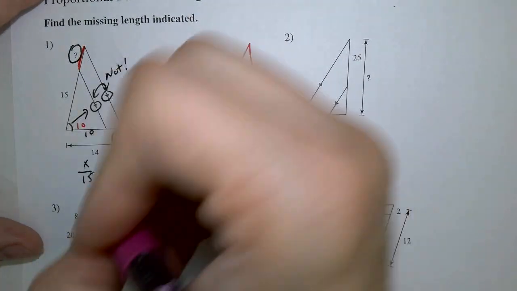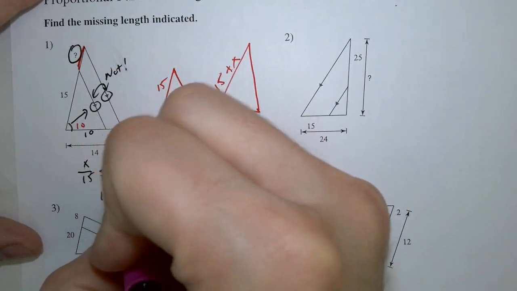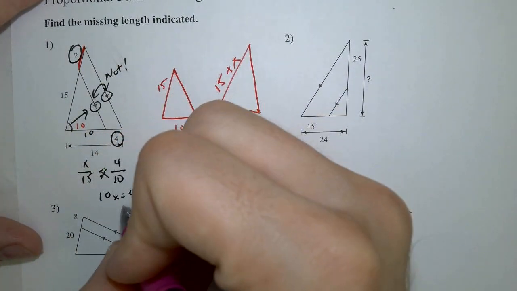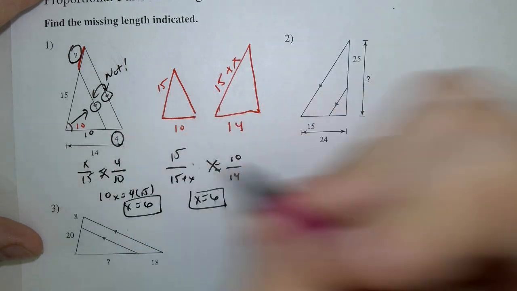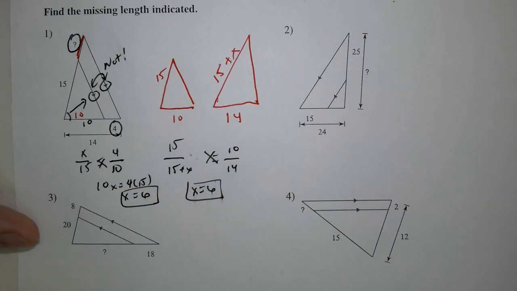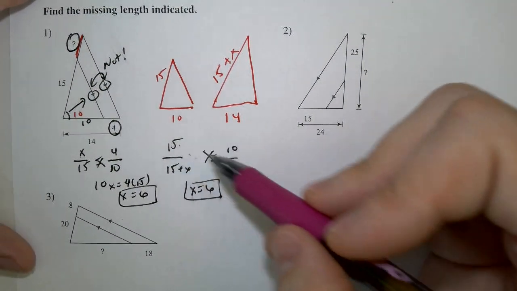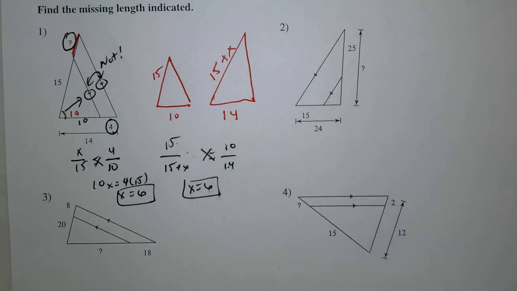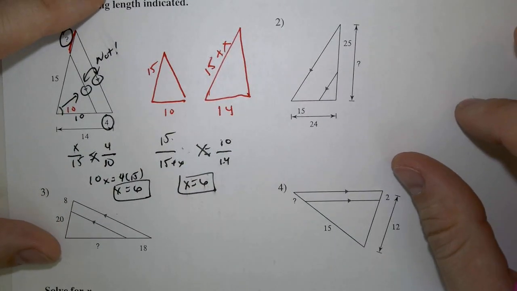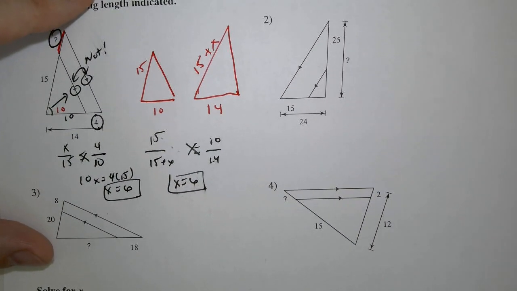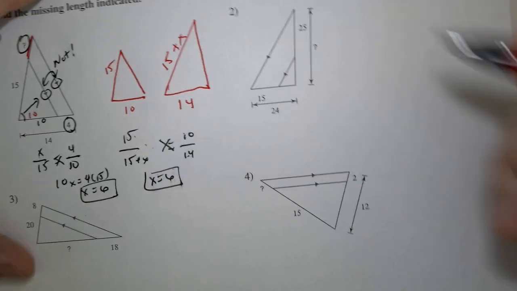And if you cross multiply this, you get 10x is equal to 4 times 15, which also is equal to 6. So that is the much quicker way to do it, versus here where you got to do 15 times 14 and distribute the 10. It's just a lot more annoying. All right, so we're going to do one more. We're going to do it the quick way until we have to do it the long way. That is going to be the method that I choose.